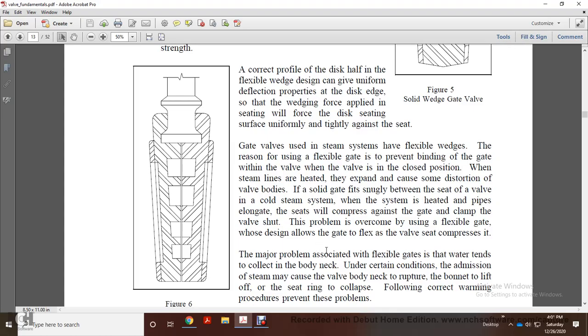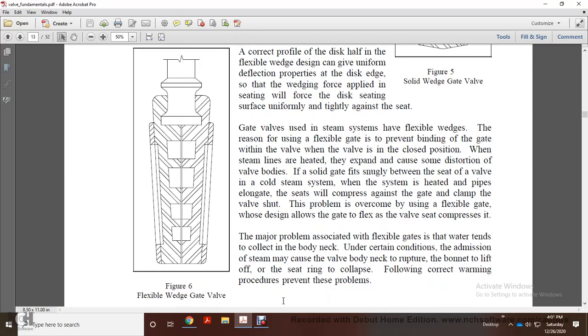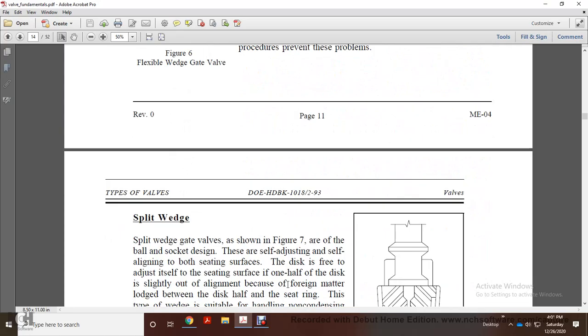The problem is overcome by using a flexible gate, whose design allows the gate to flex as the valve seat compresses it. A major problem associated with the flexible gate is that water tends to collect in the body neck. Under certain conditions, the emission of steam may cause the valve body neck to rupture, the bonnet to lift off, and the seat ring to collapse. Following correct warming procedures prevents this problem.